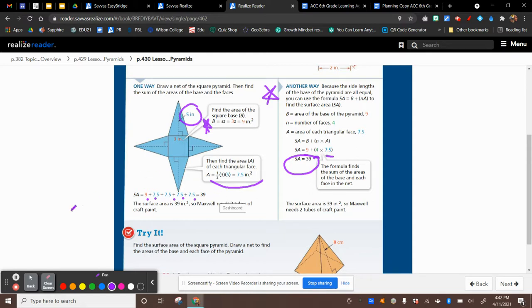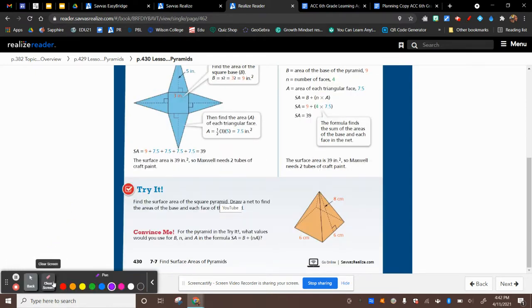All right, I want you to look at try it. I want you to answer it and then unpause the video and see if you're right. All right, it's telling me to draw a net. I'm not actually going to draw the net, but I see this as a square because it's 6 by 6. And then that means that the triangles are the same, which is the base is 6 and the height is 8. So to find the area of this, we can take the area of the square, which is 6 squared. So the area of the bottom is 36 centimeters squared.